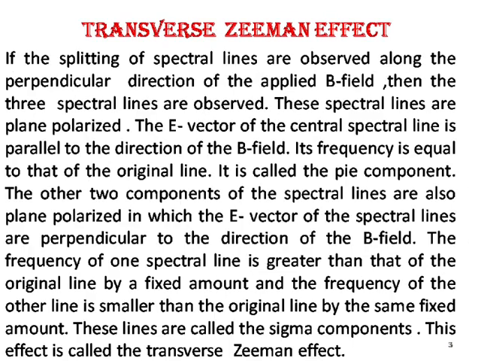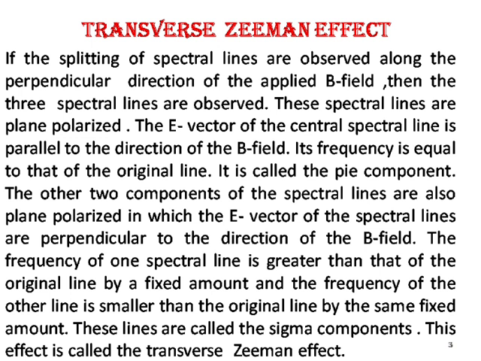Now, transverse Zeeman effect. If the splitting of spectral lines are observed along the perpendicular direction of the applied B field, then the three spectral lines are observed. These spectral lines are plane polarized. The E vector of the central spectral line is parallel to the direction of the B field. Its frequency is equal to that of the original line. It is called the pi component.